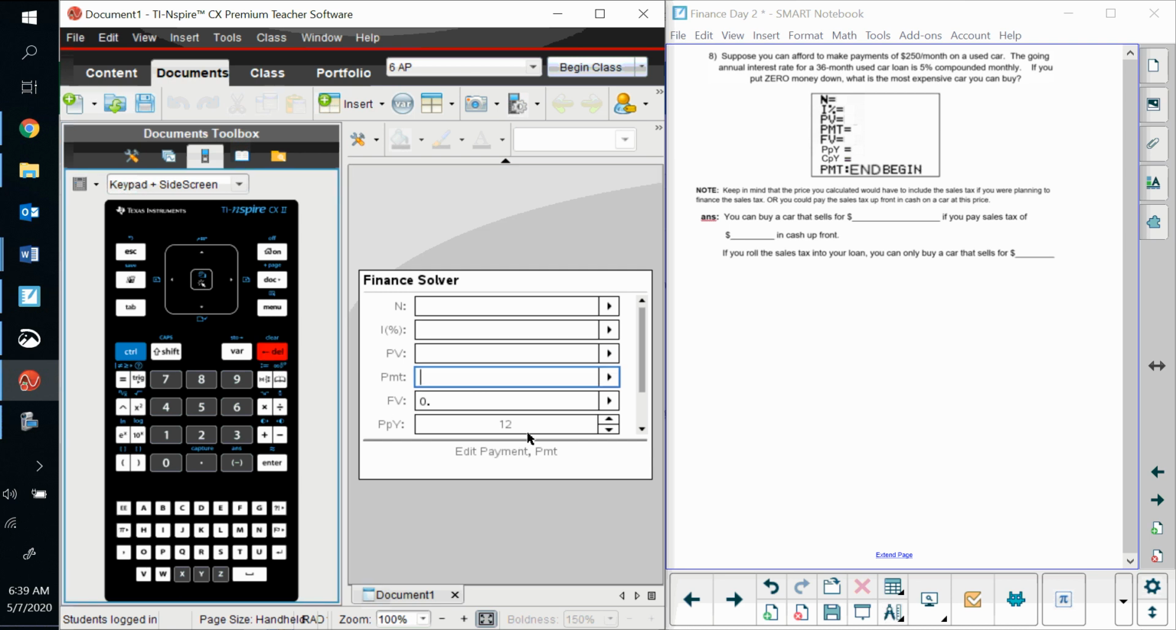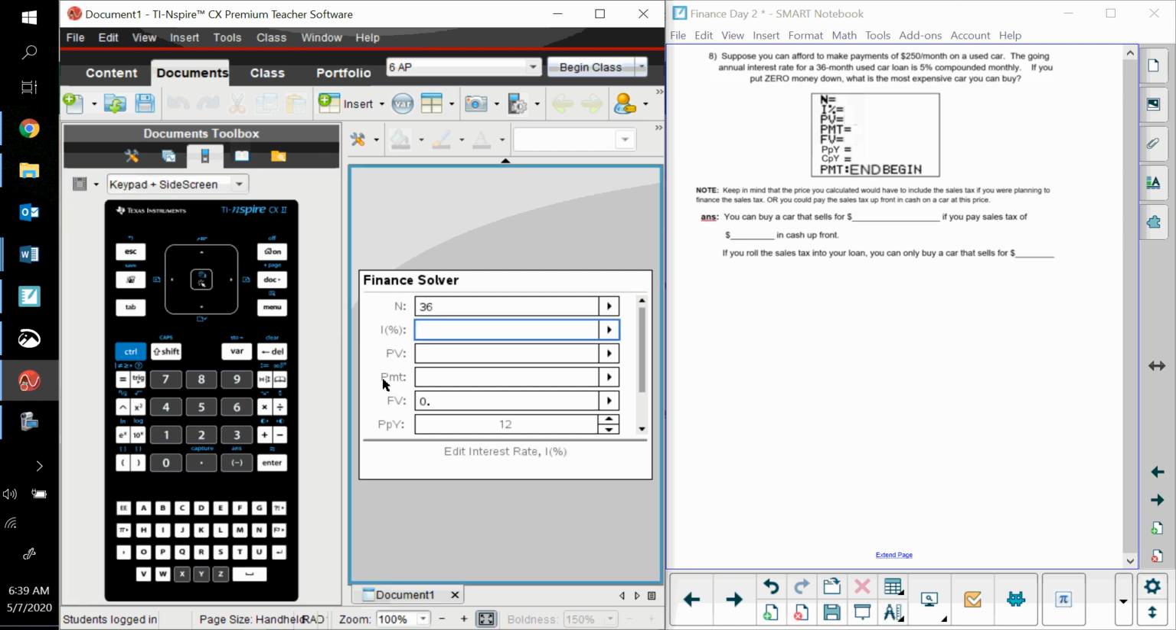All right, so we are doing monthly again. So our PPY is 12. So we have 36 months. They already gave it to us in months, so we didn't have to do times 12 of anything. We had 5% for our loan. We want to find what the most expensive car you can buy is. So that means the loan amount that you want. So we're going to leave that blank for right now.